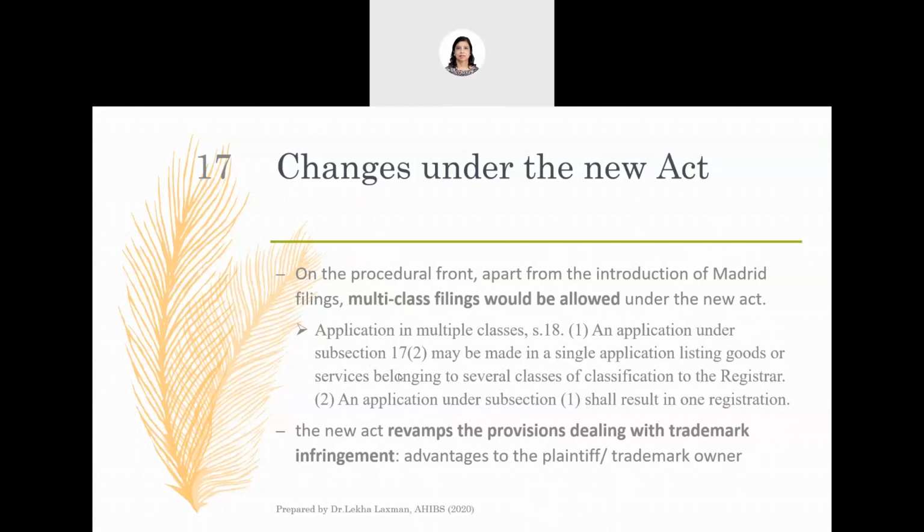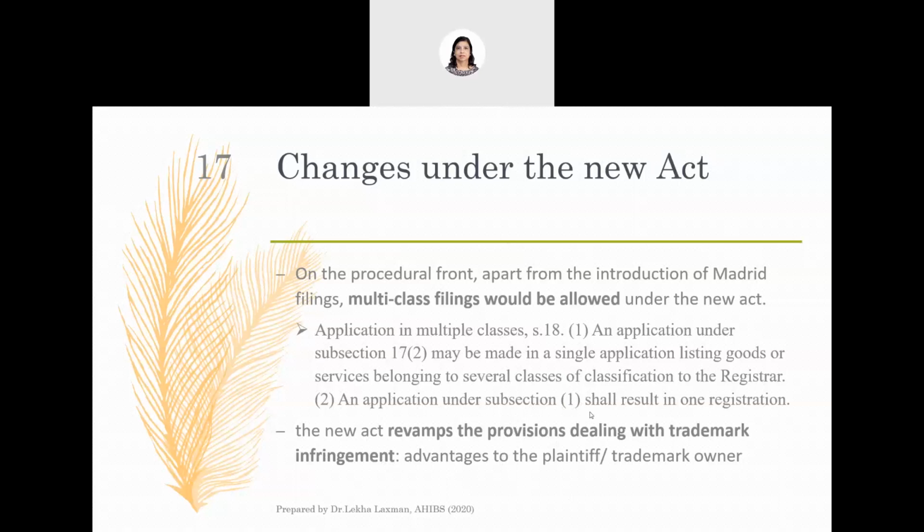So instead of filing one particular trademark for one particular product, you now have multi-class filings. That means a particular trademark can be related to different products and services. Through a single application, your listing of goods or services can belong to several classes of classification to the registrar. With just one registration, your trademark is related to multiple classes of goods and services. The other thing is in relation to trademark infringement. Right now, the new act is more advantageous to the plaintiff, the trademark owner, the proprietor.